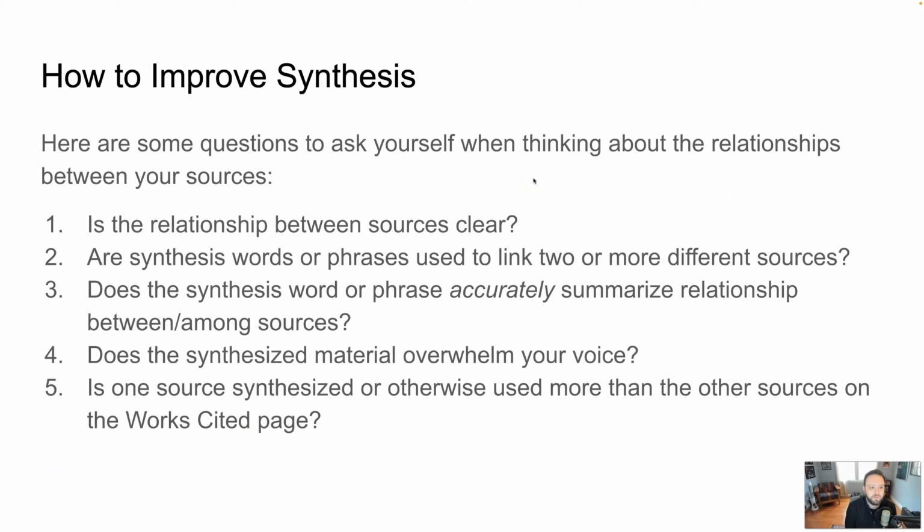So how can you improve the synthesis, the connections that you're making? A couple of questions that you can ask yourself when you're thinking about the relationships between your sources. Have you made that relationship clear? Have you used one of those synthesis words? And are they used to link two or more different sources? Does that synthesis word or phrase accurately summarize the relationship between or among the sources? Does that synthesized material overwhelm your voice? And is one source synthesized or otherwise used more than the other sources on your Works Cited page?